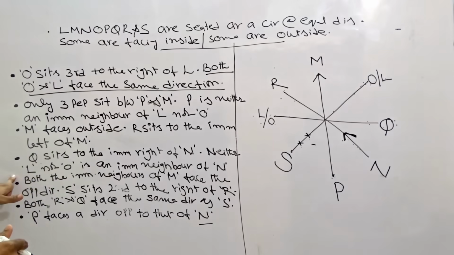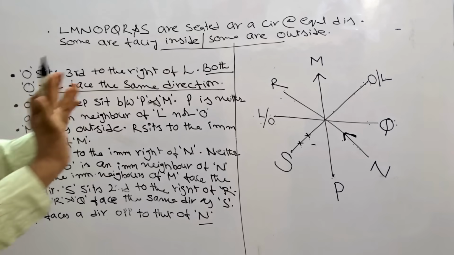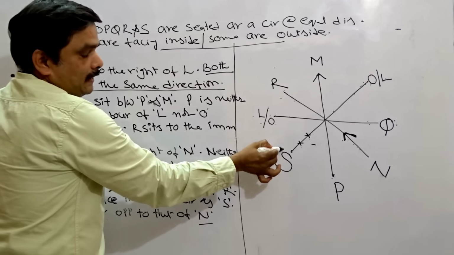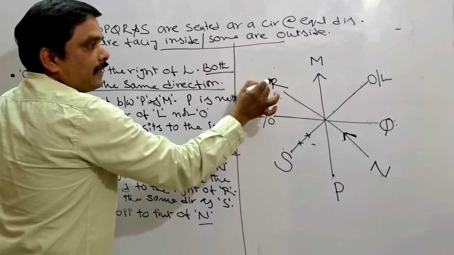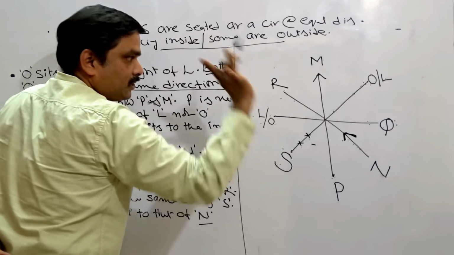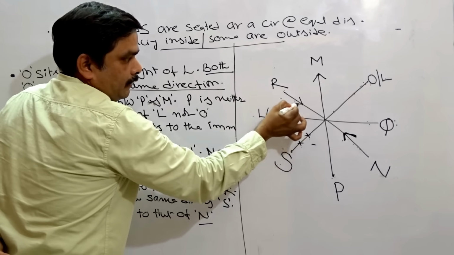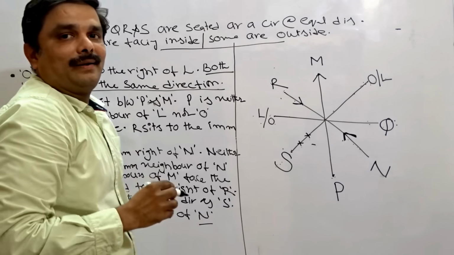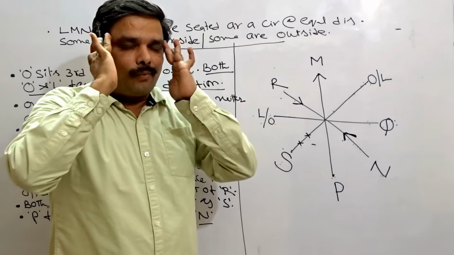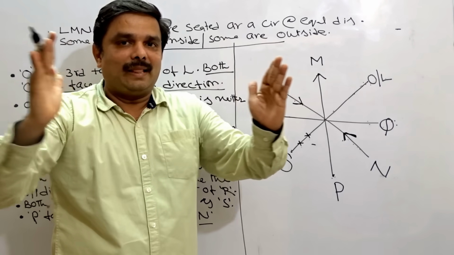Then go for the next one. S sits second to the right of R. Now here S sits second to the right side of R. When S should be second to the right of R, R must be facing inside. Only then I can say S should be second to the right of R. Got the clarity, right? Step by step you need to unravel the puzzle.